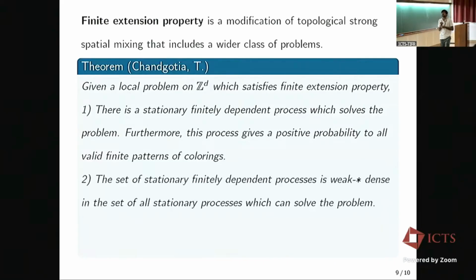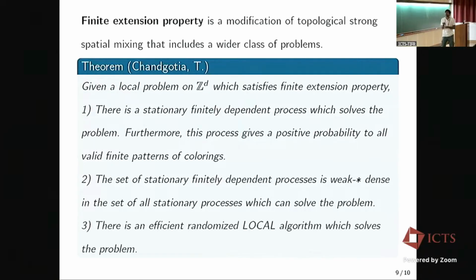We also showed that the set of stationary finitely dependent processes is weak star dense in the set of all stationary processes which can solve the problem. And if you are from computer science, then our result implies that there is an efficient randomized local algorithm which solves the problem. There's no claim that the distribution on the solution is uniform.